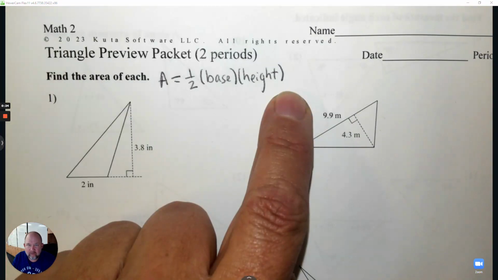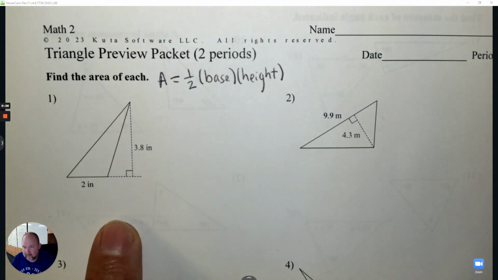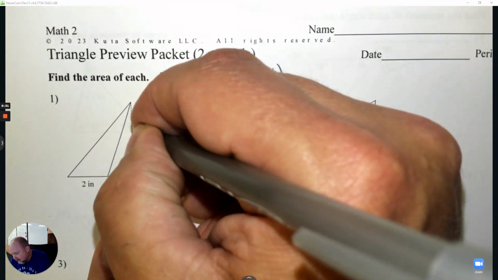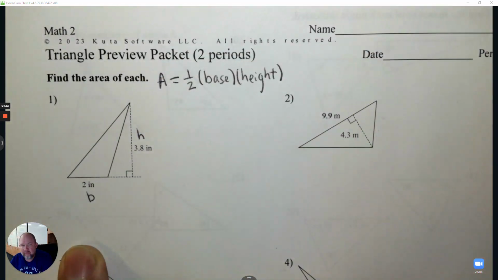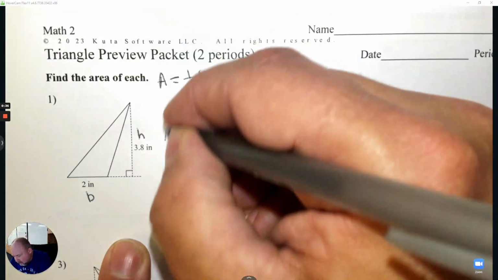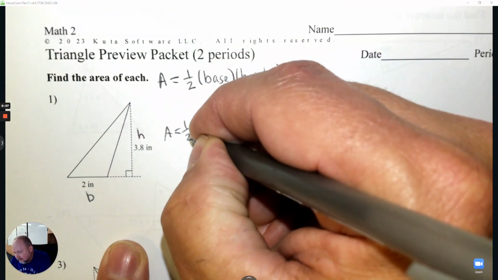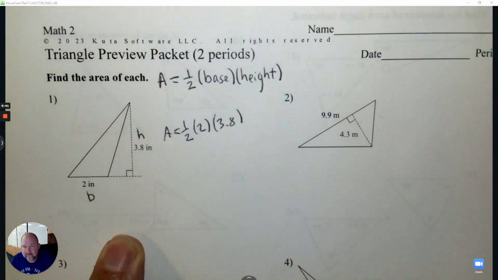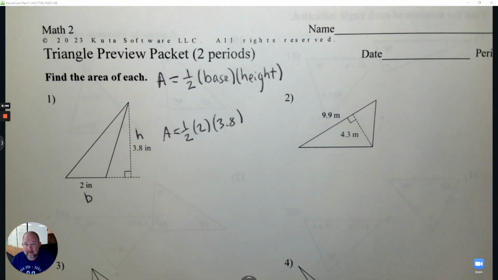And so we're going to use this formula to find the area of each one. So the height obviously goes from the bottom straight up. So this would be the height. This here would be the base. And then the formula is 1/2 the base times the height, and then type it in. So have a calculator, type it in.